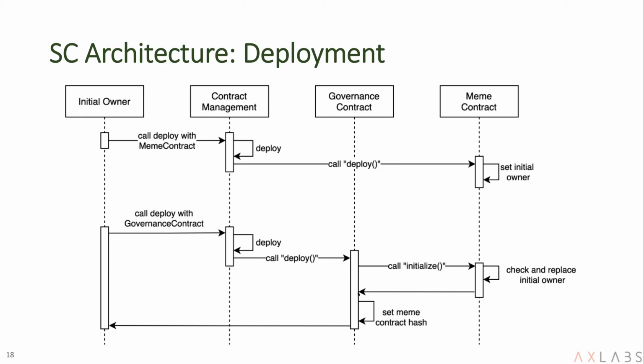So then the meme contract returns and the governance contract can set the meme contract's hash as a property on itself. So it knows what contract it has to call for future invocations. And then the deployment process is over. And me as an initial owner, I have lost all control, basically. From then on, it's up to the governance, up to the participants to use this contract. And I cannot have any influence over it, any special influence.